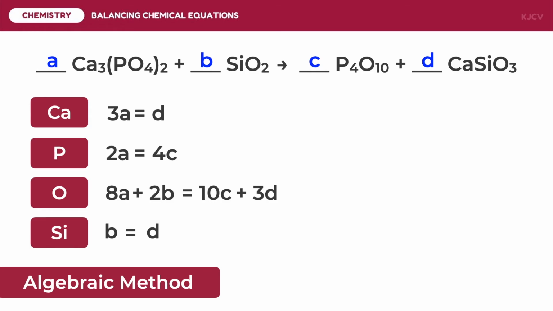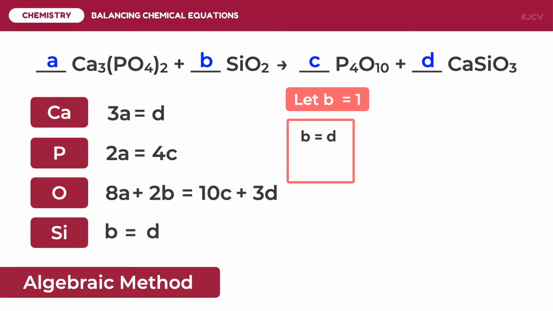We can let any variable be equal to 1, but it will be of big help if we assign it to the simplest variable. In this case, it's either B or D, because for silicon, we only have 1 on each side of the equation. But for this, let us assign 1 to B. Since B is equal to D, D will also be equal to 1. Now, we can solve for the other variables.